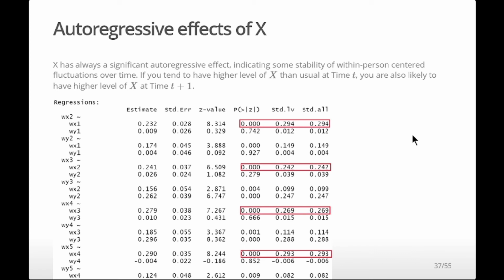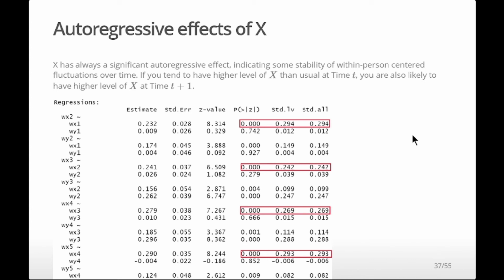Then we have the dependent variable, y, so we skip it for a moment. Again, x3 is predicted by x2, yes. x4 is predicted by x3, yes. x5 is predicted by x4, yes. You can conclude that there is an autoregressive effect of x. So there is some stability in x.